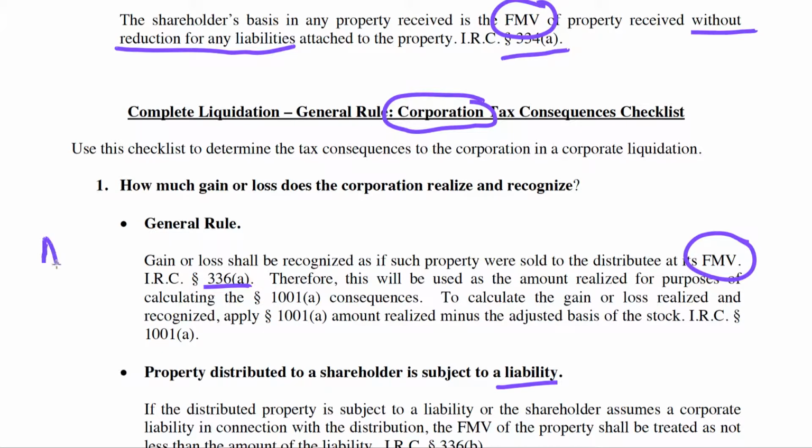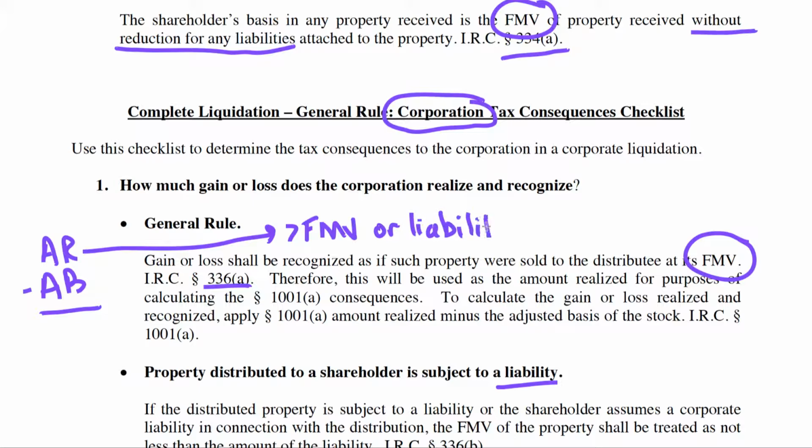So it's going to be amount realized minus adjusted basis. The amount realized, looking at fair market value and the liability, is going to be the greater of the fair market value or the liability attached that the shareholder is going to take, that the corporation has relief from. So liability relief. Now the adjusted basis used in this calculation is going to be the adjusted basis of the property. The slide says adjusted basis of the stock. This should be adjusted basis of the property. My apologies.